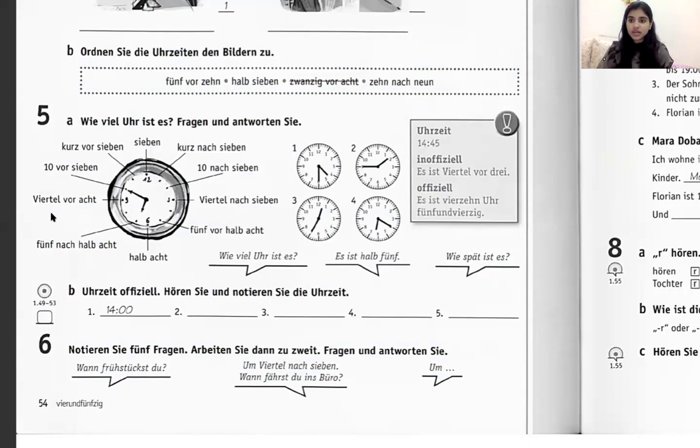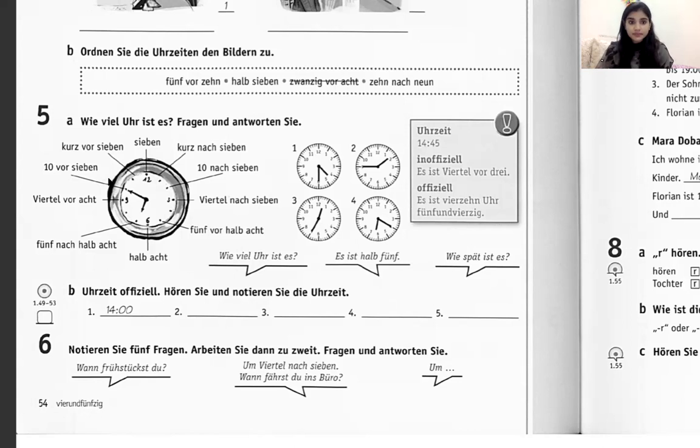Or quarter bacha hai. So if you want to say quarter to 8, paune aath bolna chahte hai, then you have to say Viertel vor. Vor means before. Viertel vor acht. Viertel vor acht.